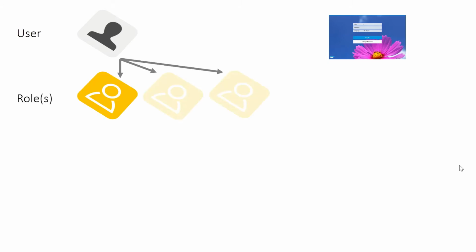So when a user needs to interact with SAP S/4HANA Cloud, the first thing that he needs is, of course, a user ID and a password that is obviously private and dedicated to him. And to that user, an administrator will have assigned a role or multiple roles.